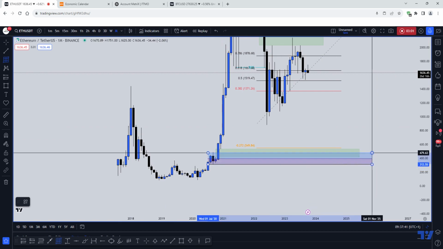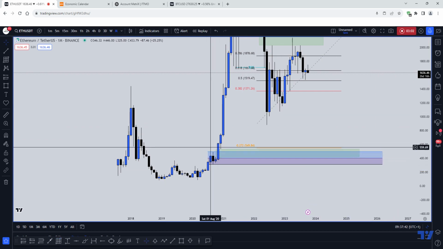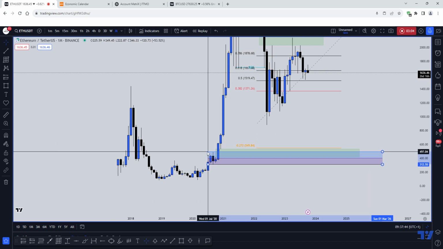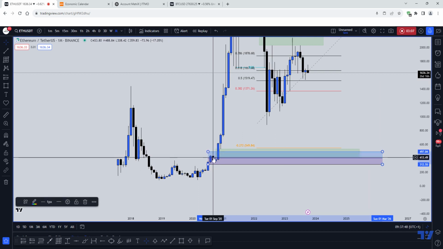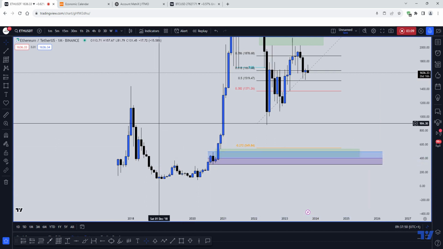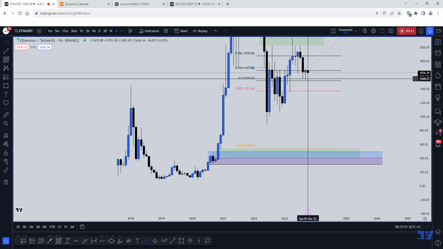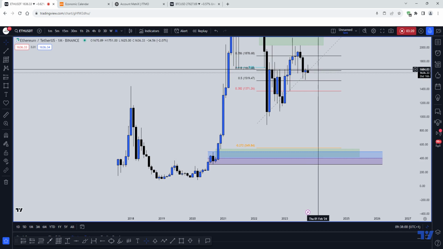What we can also identify from a monthly perspective is we have unmitigated monthly order block, unmitigated monthly demand, exactly at this level. So we have confluence here. This zone should act as a magnet. The market should get attracted into this area to fill the imbalance and to fill institutional orders.